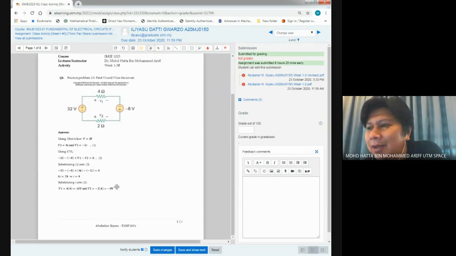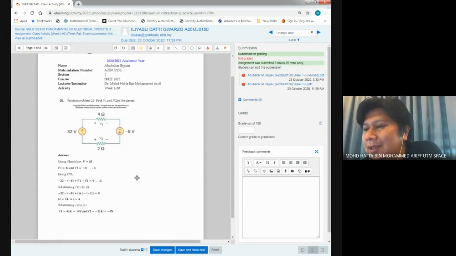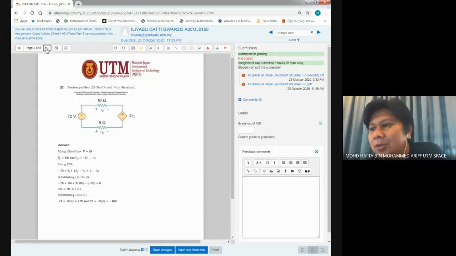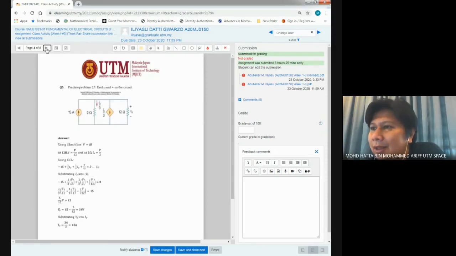But I didn't expect that you would type your answer. Just a handwritten sketch is fine. Based on his answer, I think everything is correct here from question one up until question number four. I just want to comment about this typing: I didn't expect that you type your answer. Just a handwritten answer should be fine. The answer over here is all correct. Question number two also correct. Question number three, also correct. And question number four.